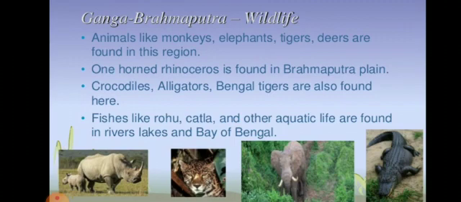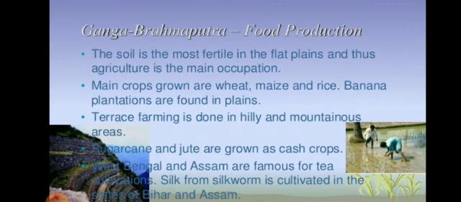Aquatic life is also very interesting. In the fresh river water, lakes and Bay of Bengal, we can find various aquatic life. Rohu, Katla, these are the important fish. They are found in the rivers and lakes near Bay of Bengal.